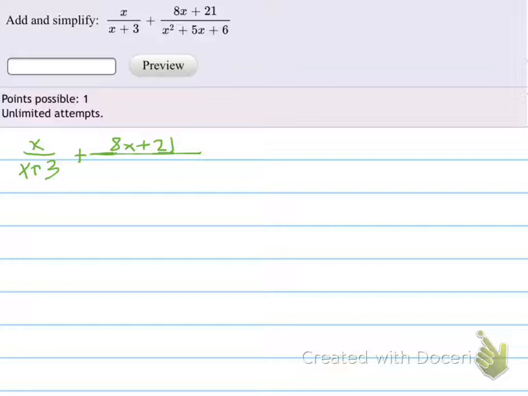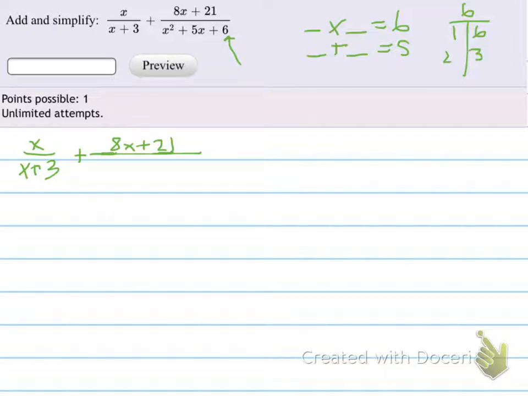And then with the denominator, x squared plus 5x plus 6, we're looking for factors of 6. So two numbers that multiply to 6 and add up to 5. And the easiest way to do this, if you're not familiar with all of the factors, is just to start listing factors. So we've got 1 times 6, and we've got 2 times 3.